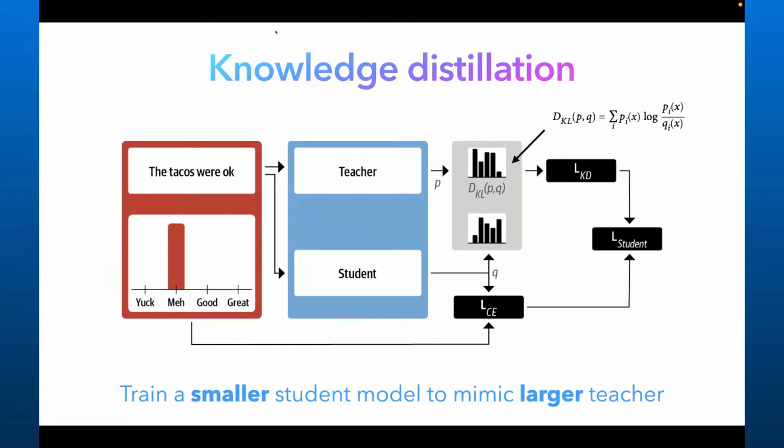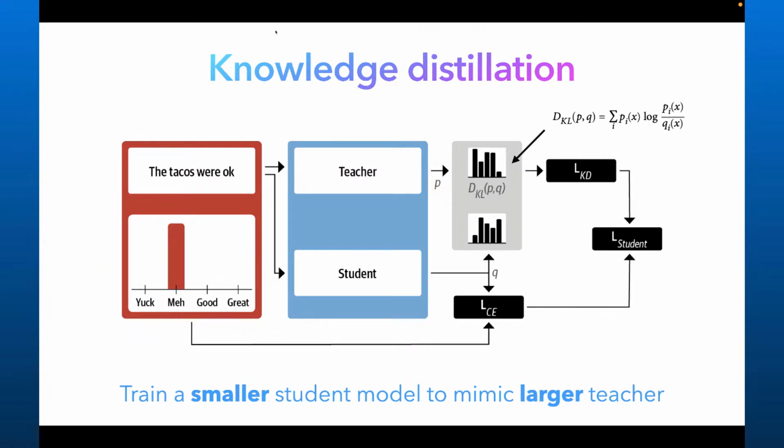As I was saying before, the idea here is that we've got these two models. One is called a teacher and one is called a student. The teacher is a model that has already been trained on the task that we're interested in. Let's suppose that we're trying to do classification of restaurant reviews. You can see here that we've got a review, which is "the tacos were okay." The teacher, which has been trained as a classifier for these reviews, might say the most likely class is "meh," which seems about right given this review.